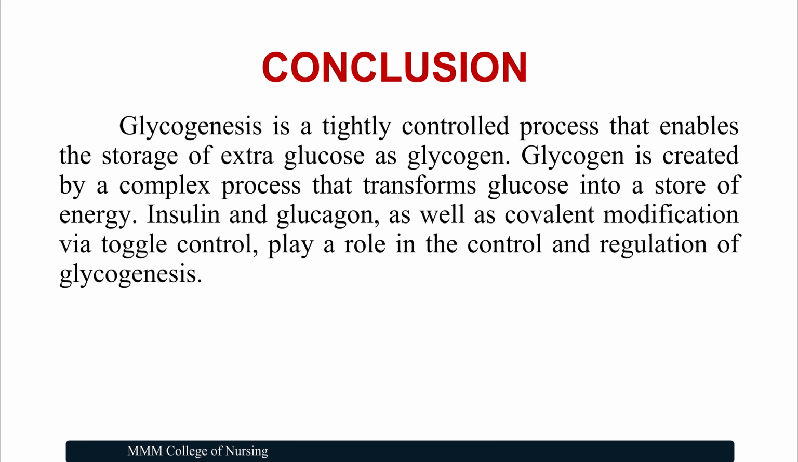The regulation of glycogenesis is controlled by two key hormones. One is insulin, another one is glucagon. Insulin, which is released after a meal when blood glucose is high, promotes glycogenesis. It tells the body to store glucose as glycogen. Glucagon, on the other hand, is released during fasting when the blood glucose is low, and it inhibits glycogenesis and promotes glycogen breakdown.